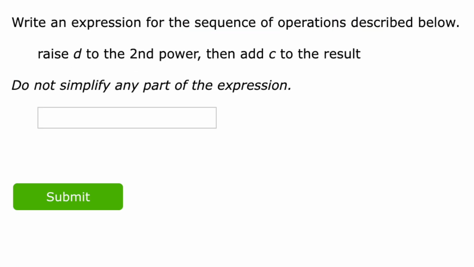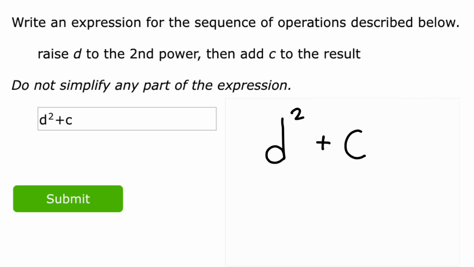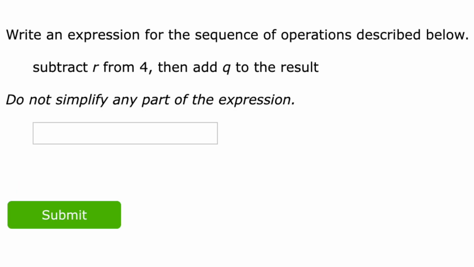Next, we have to raise d to the 2nd power, then add c to the result. And this is pretty straightforward. We start with d, we raise it to the 2nd power, and then we add c. Next, we have to subtract r from 4, then add q to the result. So we can start with 4, then subtract r from it, then add q.